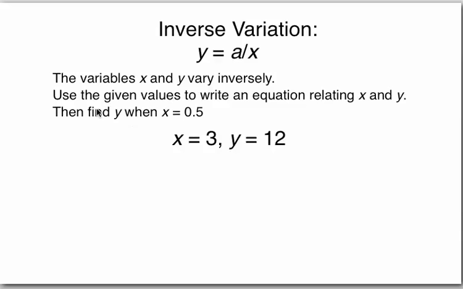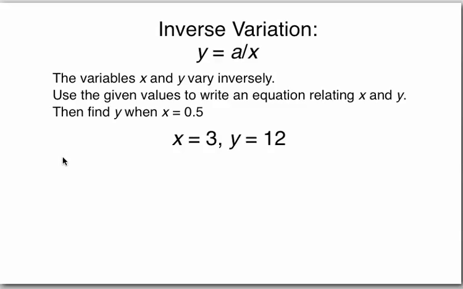So we're going to use the given values to write an equation relating x and y. And so what we need to do is remember, what does inverse variation mean? Well, what it means is that y equals some number divided by x. So all we need to do is find this number in order to write the equation. It's really good practice to start by writing your actual equation that they give you.